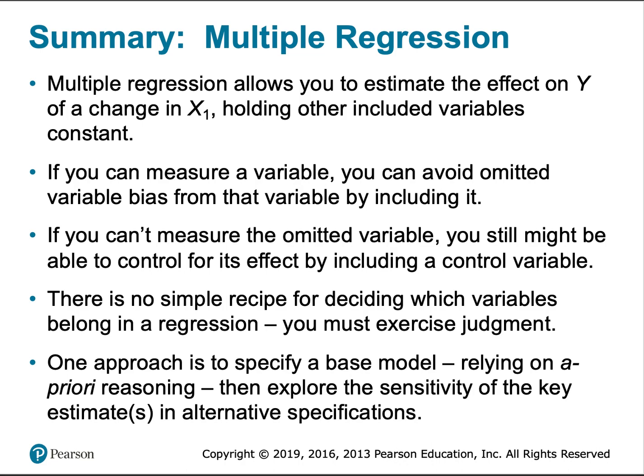You must exercise judgment, and one approach is to specify a base model relying on a priori reasoning. So a priori means beforehand, and then explore the sensitivity of the key estimates in the alternative specifications. If the coefficient on the variable of interest does not change very much from one specification to the next, then you have pretty good evidence that you have identified the magnitude of the causal effect.